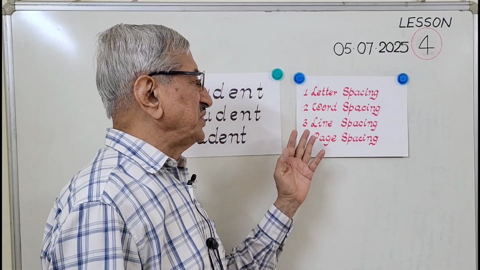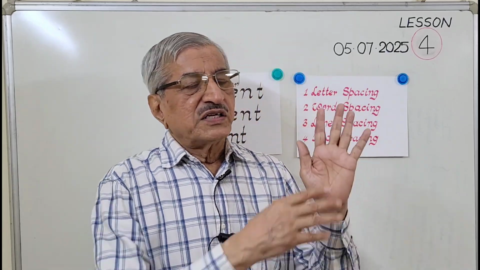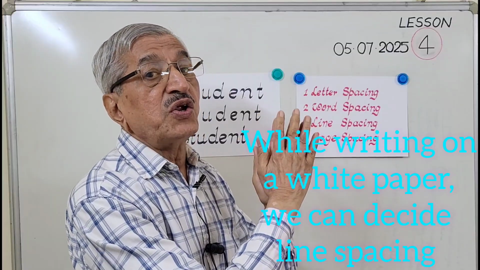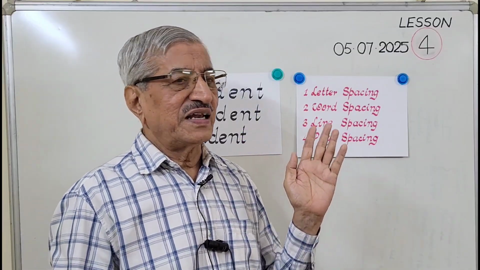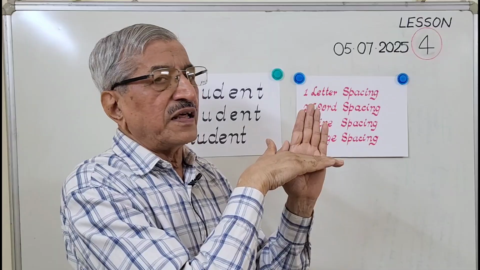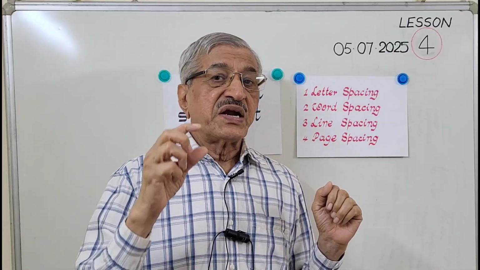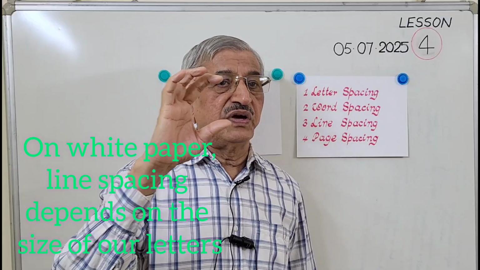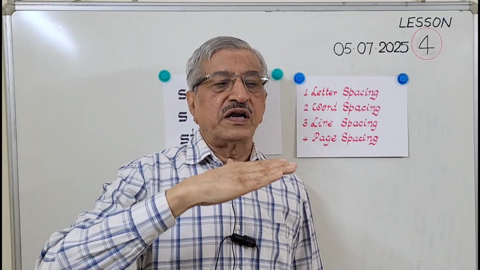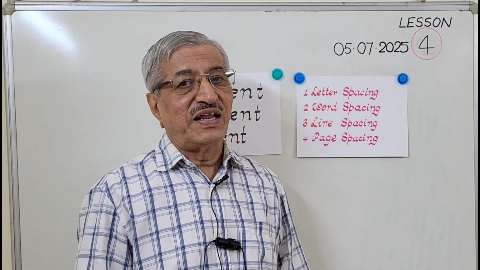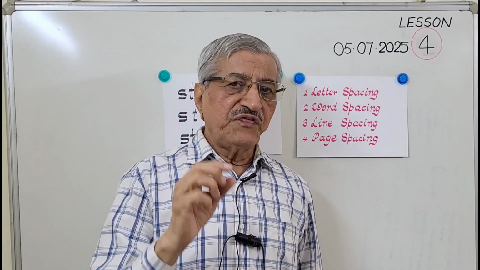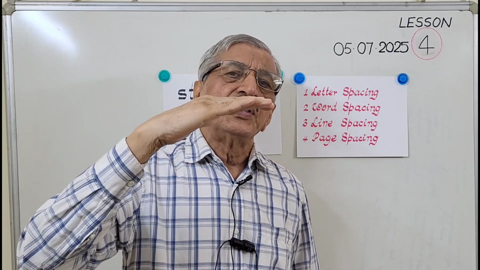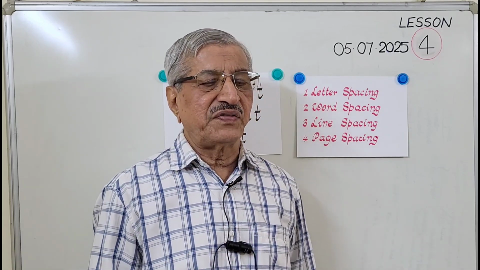Now I come to the line spacing. Suppose you are writing something in a white paper, unruled paper. Then the distance between one line and another line you can decide depending upon the size of the letters. Suppose the size of your letters is very big, then between one line and another line you will leave more gap. Line spacing will be more. If your letter size is very small, then between one line and another line you will give less gap. That is line spacing.